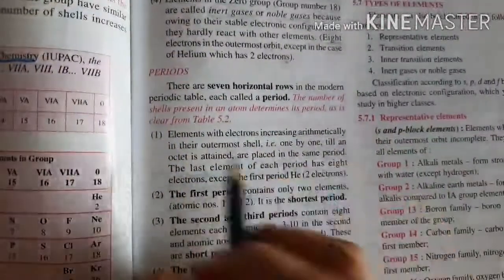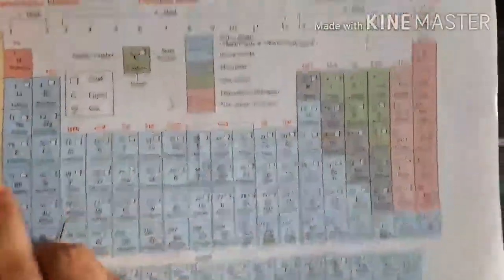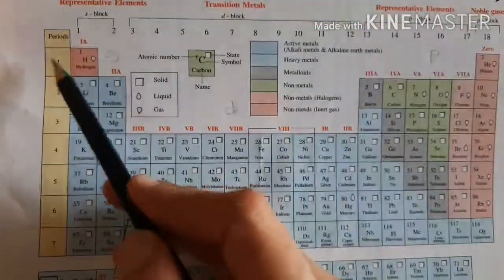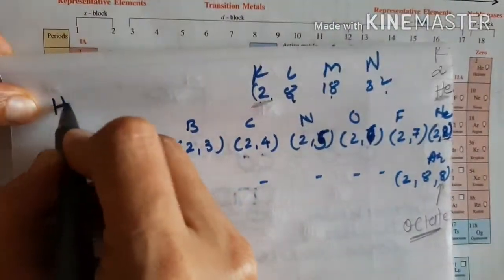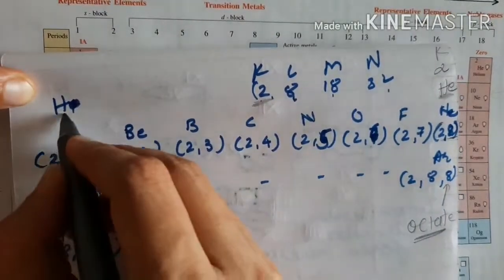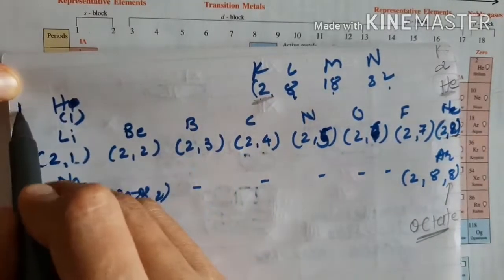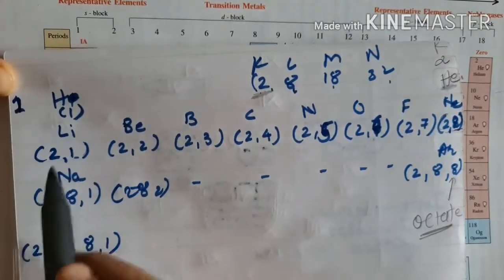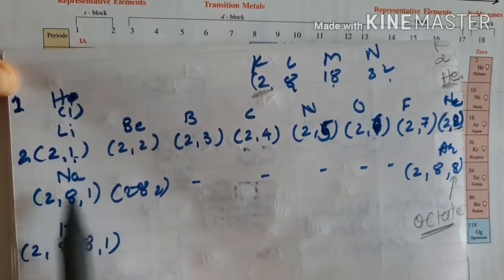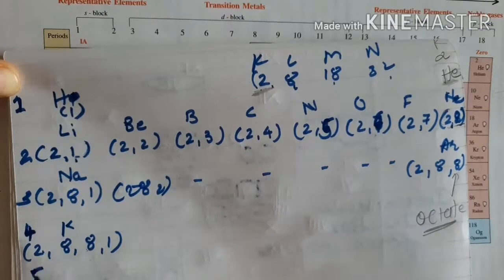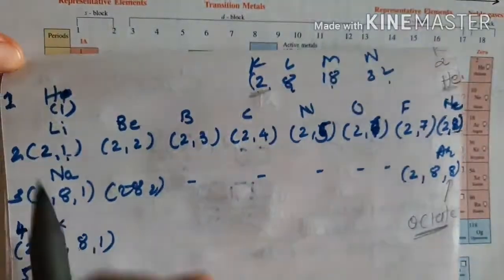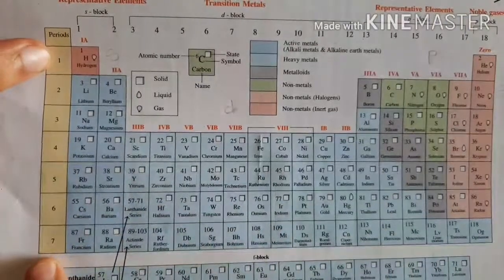Okay, now the next one, the periods. In the periodic table, the horizontal line is called a period. In short, the number of shells represents the period. Hydrogen has 1 electron, so its electronic configuration is only 1, so this is the first shell, for the first period. There are 2 shells in the second period, 3 shells in the third period. There are 4 shells in the fourth period, and then fifth, sixth, seventh, like this. So there are a total of 7 periods in the periodic table, 1 to 7.